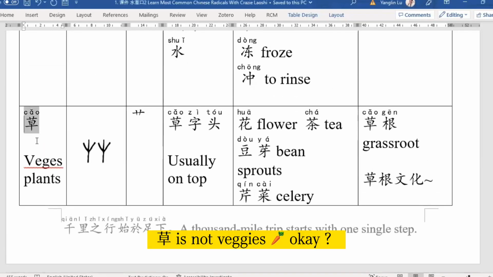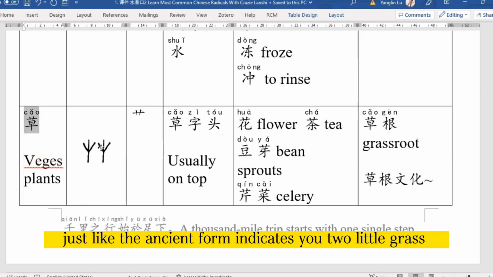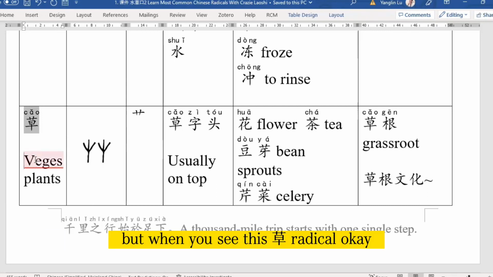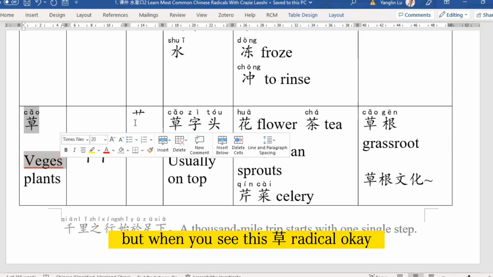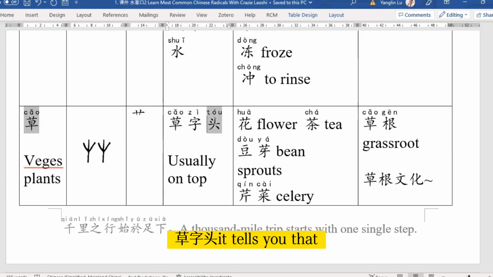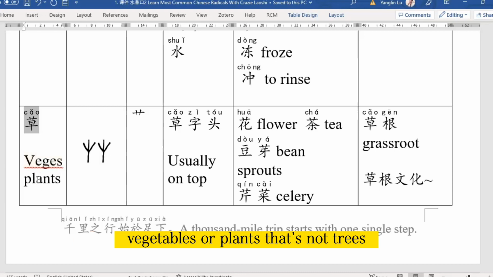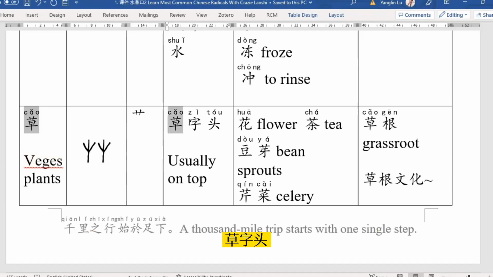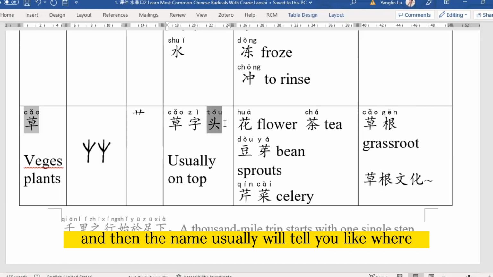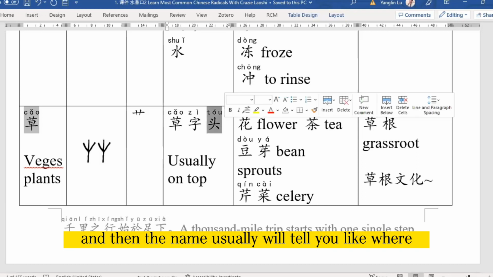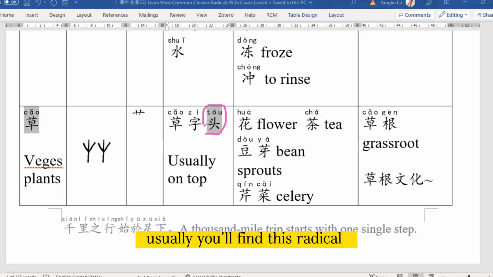那草 is not veggies, okay? 草 is grass. Just like the Asian form indicates, oh, too little grass. But when you see this 草 radical, okay, 草字头, it tells you that this character must have something to do with vegetables or plants that are not trees. 草字头. And the name usually will tell you where usually you'll find this radical.